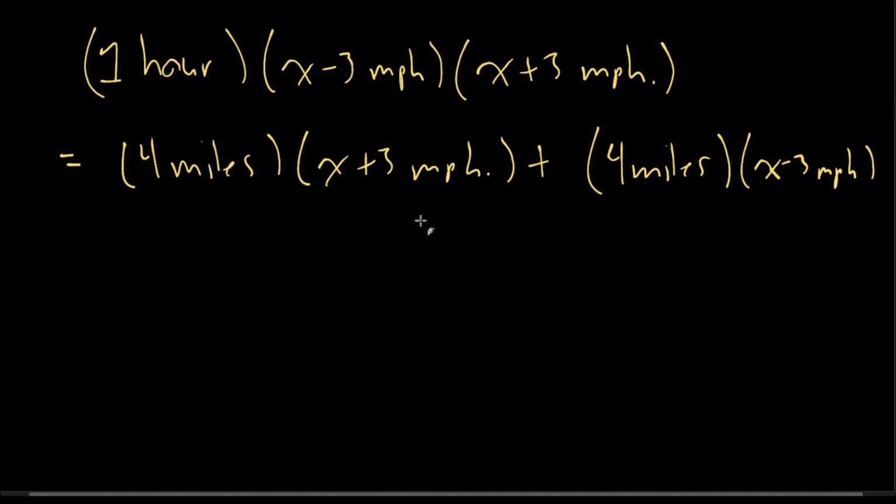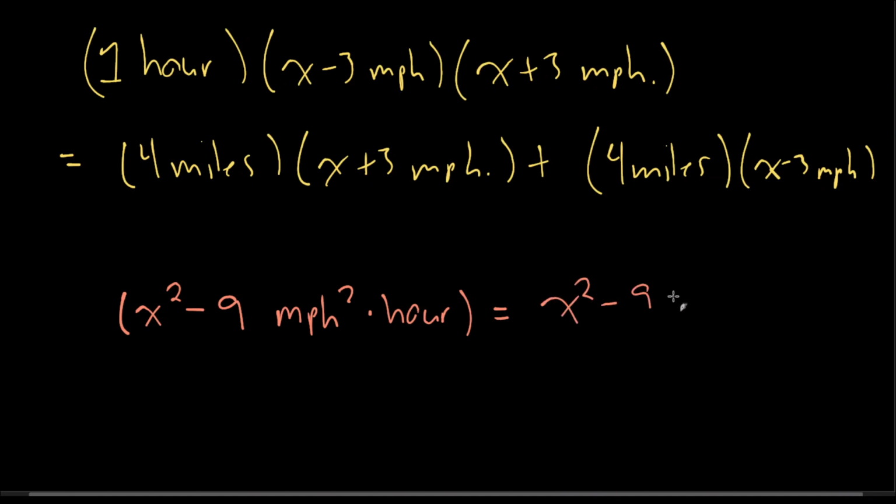We're going to use a new color just to keep things visually interesting, and to make it a visual indicator that we're moving on to the next step. What this is now is we have time and we have a rate. So we have x squared minus 9. And what unit is this in? This is miles per hour squared times hour, which is x squared minus 9 miles squared per hour.